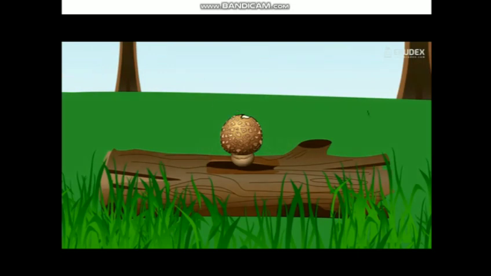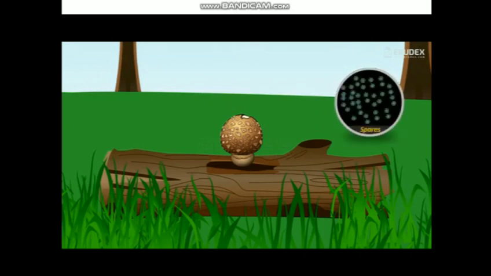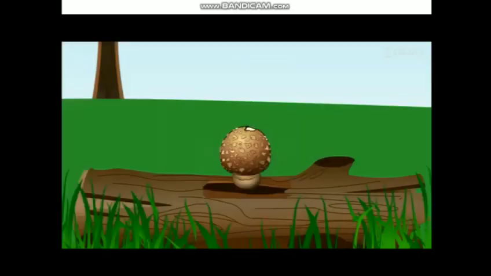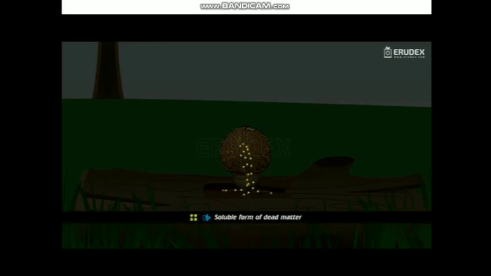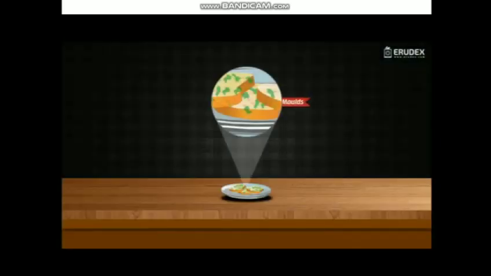Fungi grow from small structures called spores. The body is made up of tubular structures called hyphae. The network formed by hyphae secretes digestive juices on dead and decaying matter and converts it into soluble form. This soluble form is absorbed easily to obtain nourishment. Children, have you ever seen molds growing on bread slices? These are fungi.